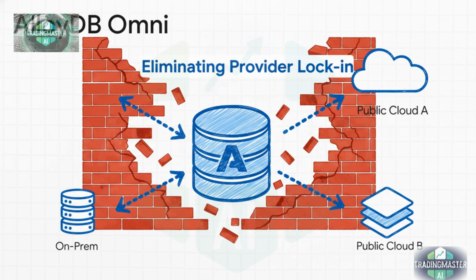Now, for any developer out there, the fact that it's fully PostgreSQL compatible, that's huge. You don't have to learn anything new. But its real superpower? Remember that heavy anchor we talked about earlier? AlloyDB Omni breaks it. It's totally platform independent. You can run this thing anywhere. Your own data center, GCP, AWS, Azure, you name it. This is how you literally tear down the walls of provider lock-in.